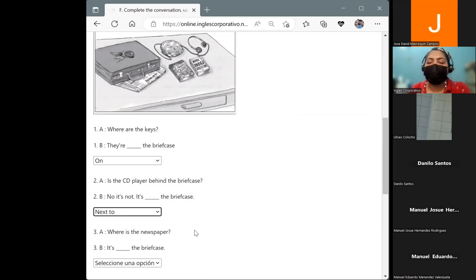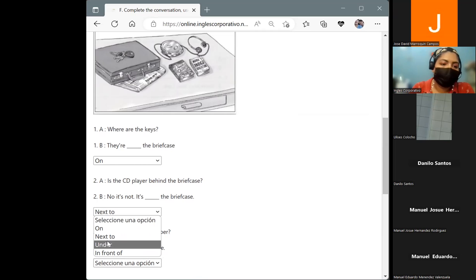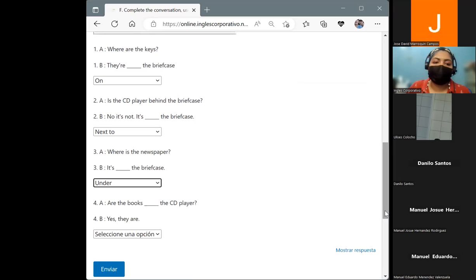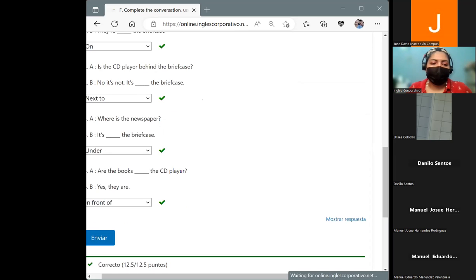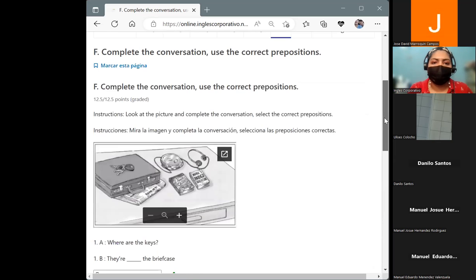Okay. Where is the newspaper? It is on, next to, under, or in front of. The newspaper. Muy bien. Are the books in front of the CD player? Yes, they are. On, next to, under, in front of. In front of. Very good. Correct, all of them. Very good. Next one.